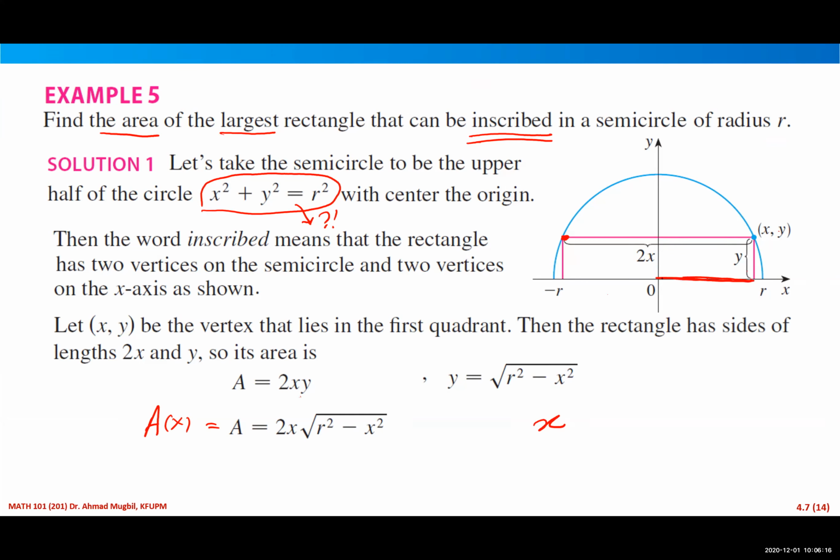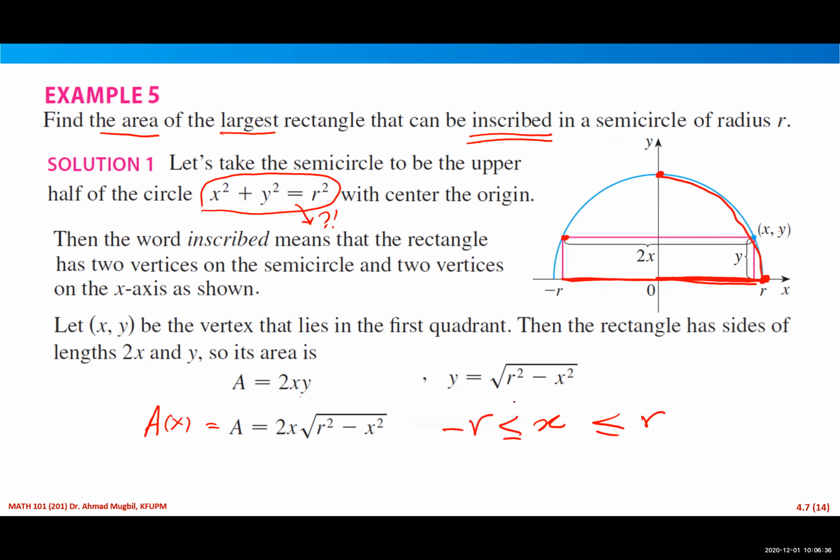X, of course, the maximum number it has is R. So the maximum value for X could be here, or if it is here, you have R. Now, if it is here, you will have 0. Of course, it could be here. If X can be from negative R to R, we can write this.